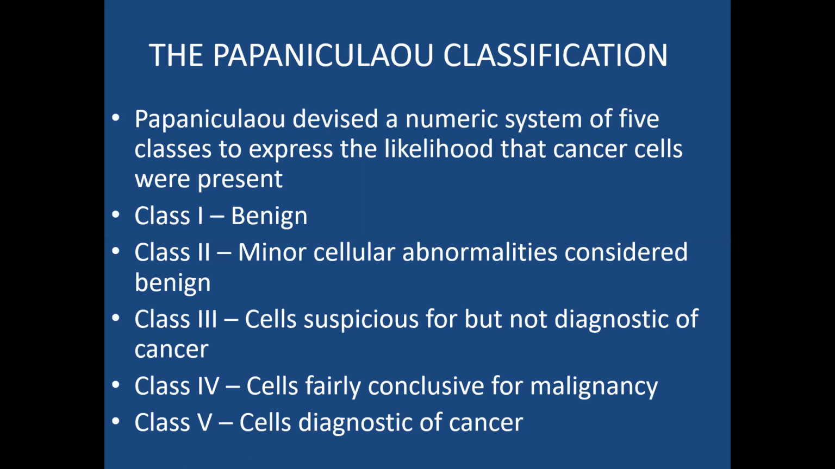Then we have class 3 for cells that are suspicious but not diagnostic of cancer. So you see there's some abnormality, it's suspicious, but it's not clear cut, like you cannot be so sure. So we put them under class 3 based on Papanicolaou's numeric system. Then class 4, that you see cells in the smear that are fairly conclusive for malignancy. And as for class 5, it means that you are 100% sure cells are diagnostic for cancer. So this is what he came up with at the beginning of this whole cervical cancer screening exercise.